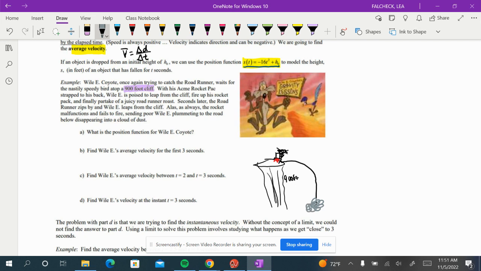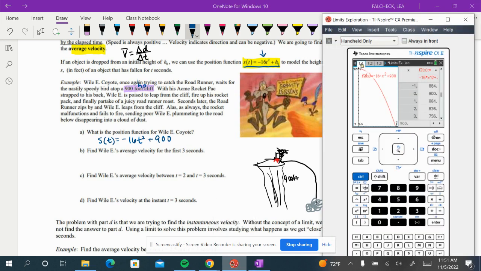So sad. What is the position function for Wile E. Coyote? So let's use the position function given up here. We're going to use it in the context of the problem. So we've got s of t is equal to negative 16t squared plus the initial height. And remember, they said that it's a 900-foot cliff, so that's going to be our initial height, h of 0. Okay. So if we went ahead and graphed that, we would get something that looks like this, a standard parabola.